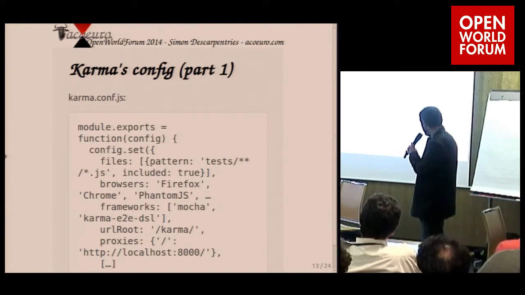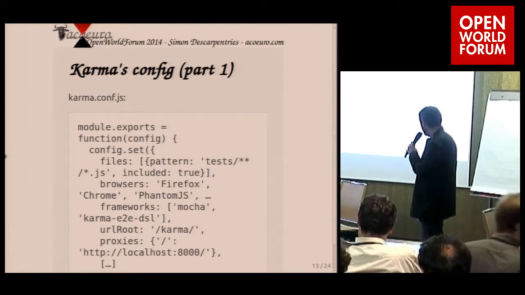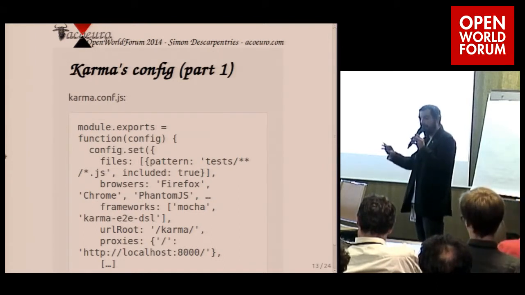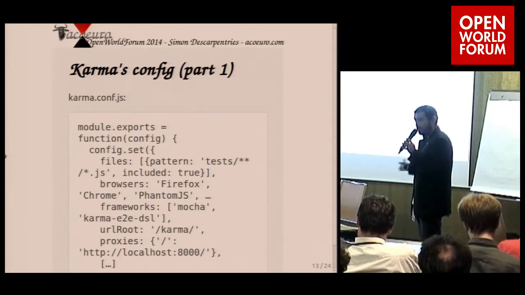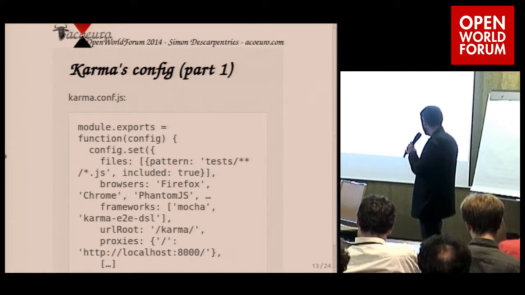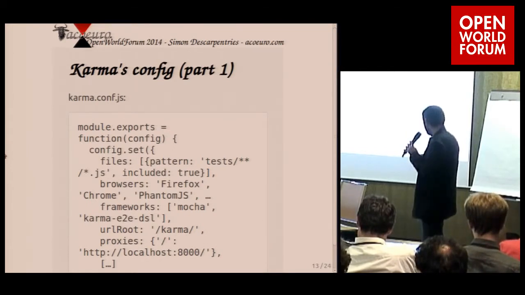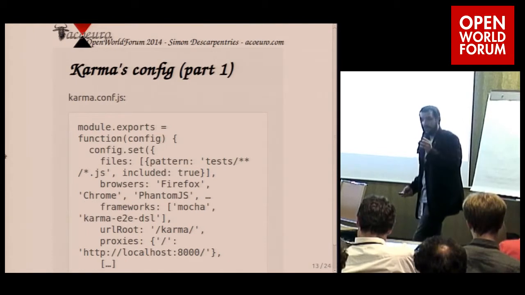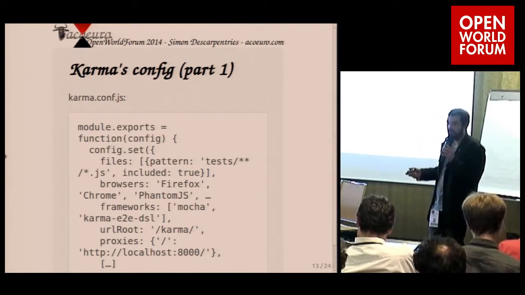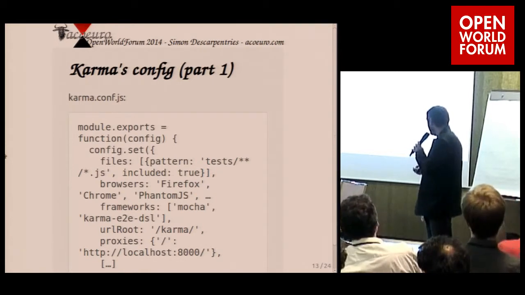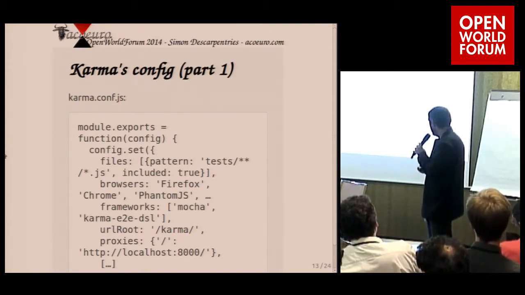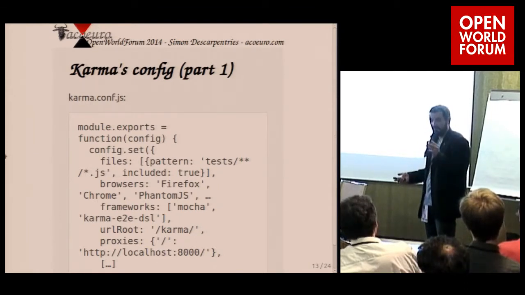Then you have to say that you will be using Mocha and the famous Karma-e2e-dsl. Here, we are telling that the URL Karma will be available at in the popup browser will be slash Karma and not just slash. It's a lot easier than having a proxy for your website, your local development service, at the slash URL, which could be useful if your service needs to be at slash to work, for instance. So here I say that I am connecting my local service to Karma using these files to test in these browsers. That's it. It's boring, but we have to do it.